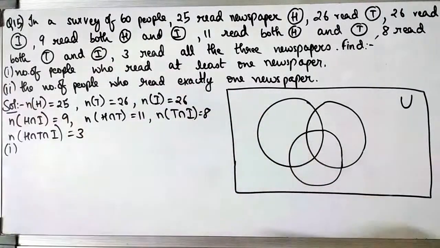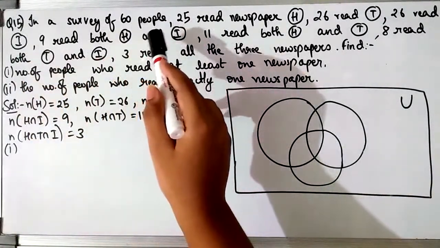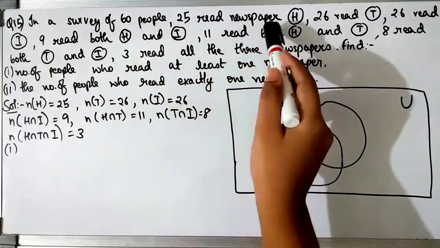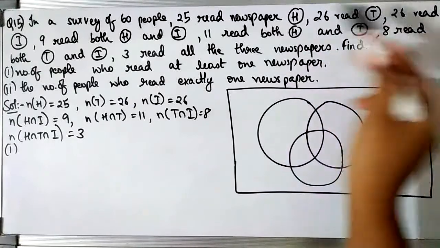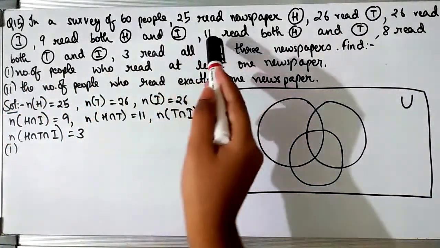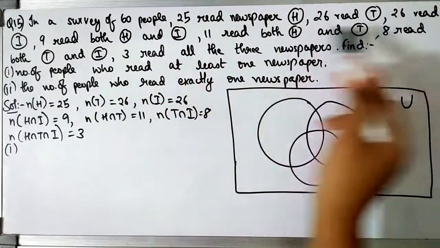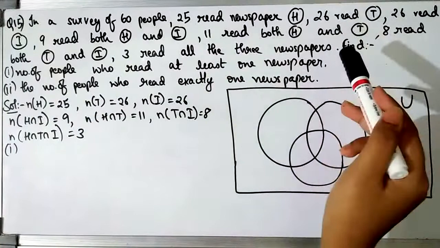Now let's see the 15th question. It says that in a survey of 60 people, 25 read newspaper H, 26 read T, then 26 again read I, 9 read both newspapers H and I, 11 read H and T, 8 read the newspapers T and I, and 3 read all 3 newspapers.